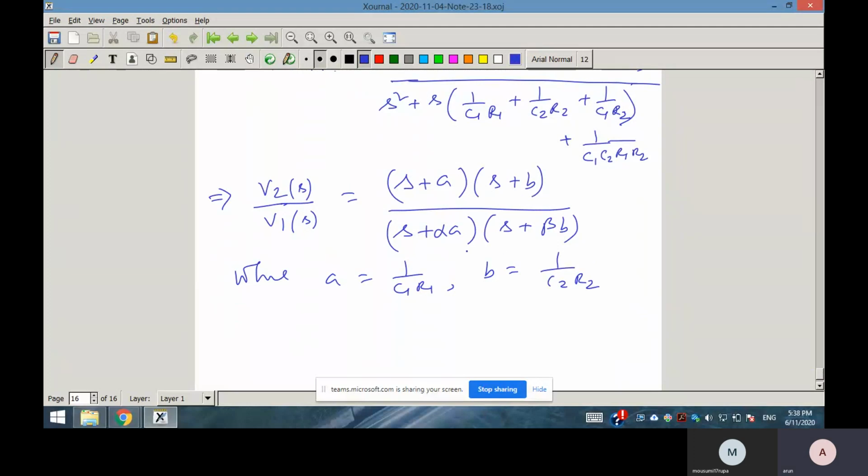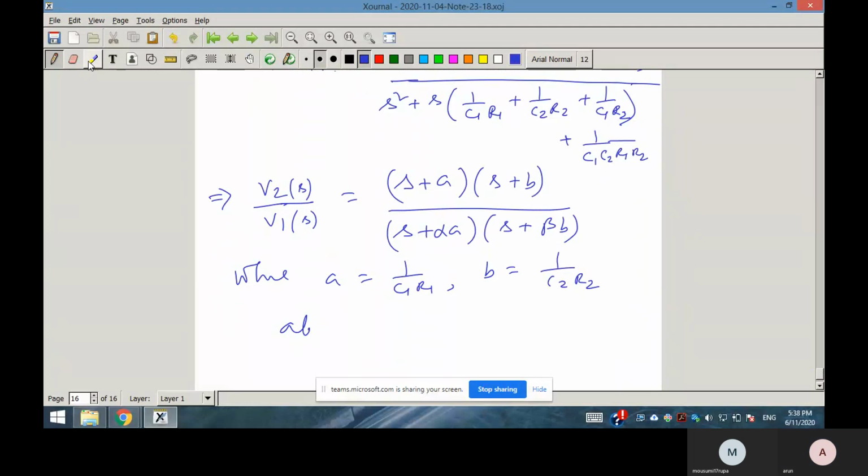Alpha beta is 1, so alpha beta into AB should be equal to 1 by C1 C2 R1 R2. So A alpha beta equal to 1. So A into B is C1 R1 C2 R2 is satisfying. That is fine. Then alpha A plus beta B. Alpha A plus beta B should be equal to this.